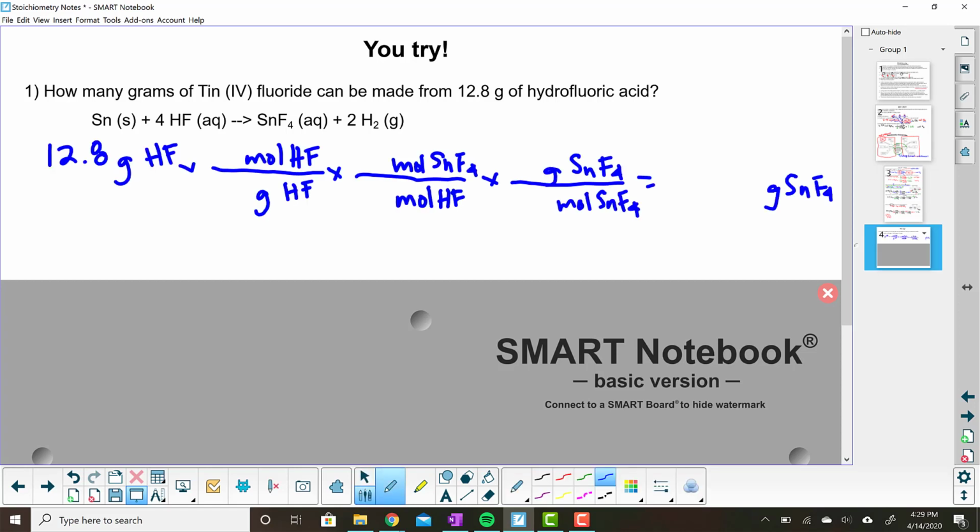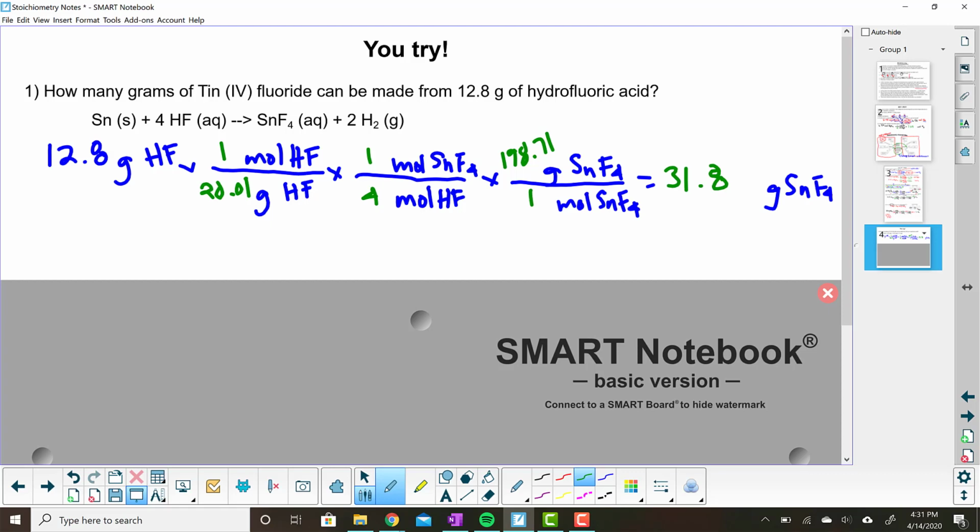All right, hopefully you got at least this far with your setup using that mole map. Check your setup with me, pause the video again, and then try to fill in all those conversion factors. So this is the full conversion setup here with all of my conversion factors filled in. The only thing I have left to do is solve. I end up with 31.8 grams of tin(IV) fluoride that can be made from the original 12.8 grams of hydrofluoric acid.